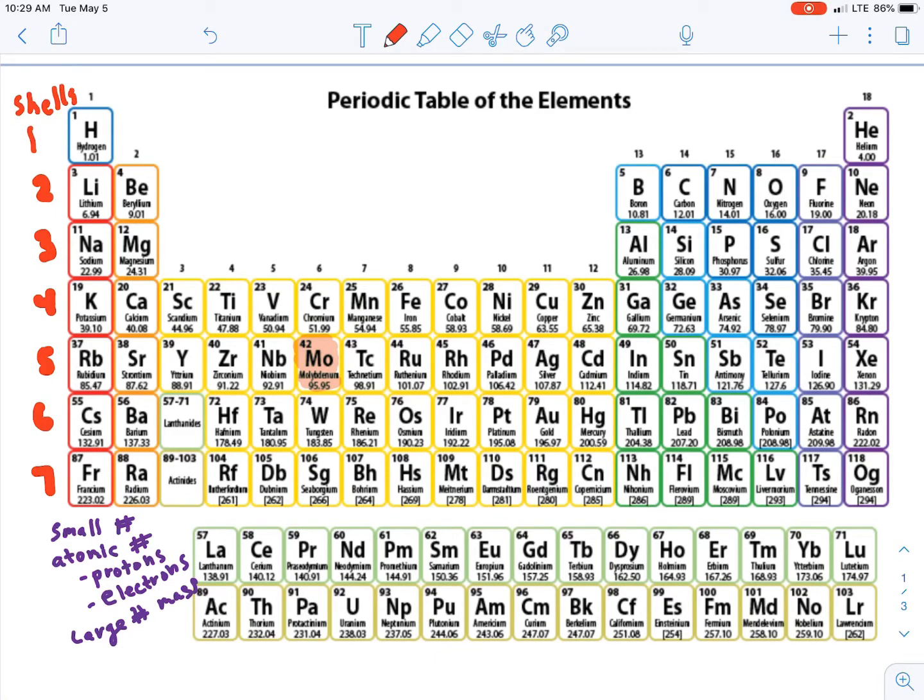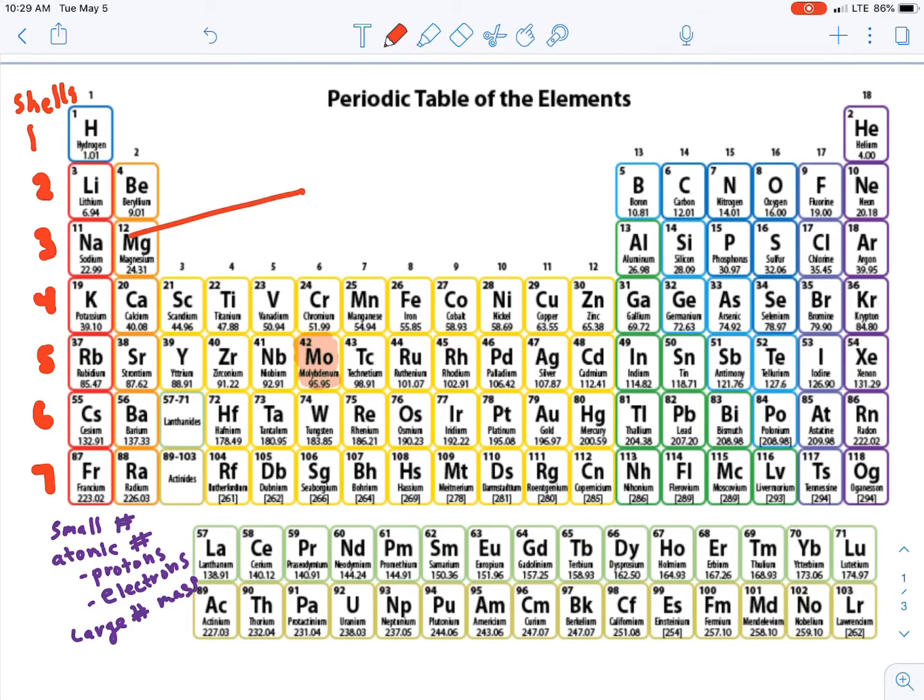There, so that's the number of shells. So what does sodium have? Sodium has 3 shells. Okay. Now, valence electrons.